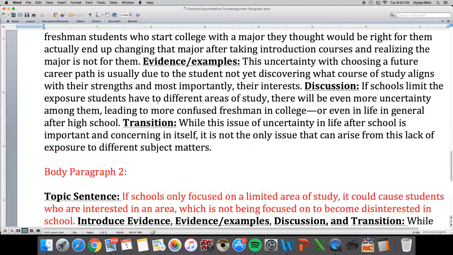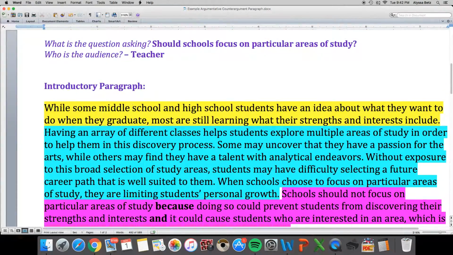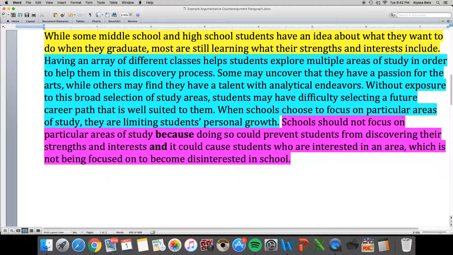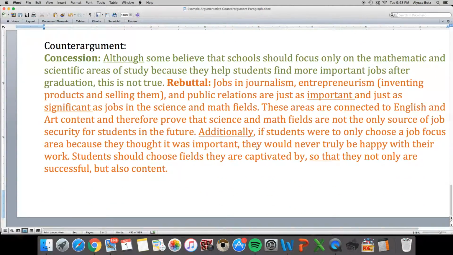So my thesis statement here is, while some students should not focus on particular areas of study because doing so could prevent students from discovering their strengths and interests, and it could cause students who are interested in an area which is not being focused on to become disinterested in school. So my argument, my side of the argument, is that schools should not only focus on one area of study. Now, in my counter argument for my concession, I'm going to address the opposition. So I'm going to bring up a point that says that schools should focus on only small areas of study, and I'm going to come up with the best reason why the opposition has for believing this.